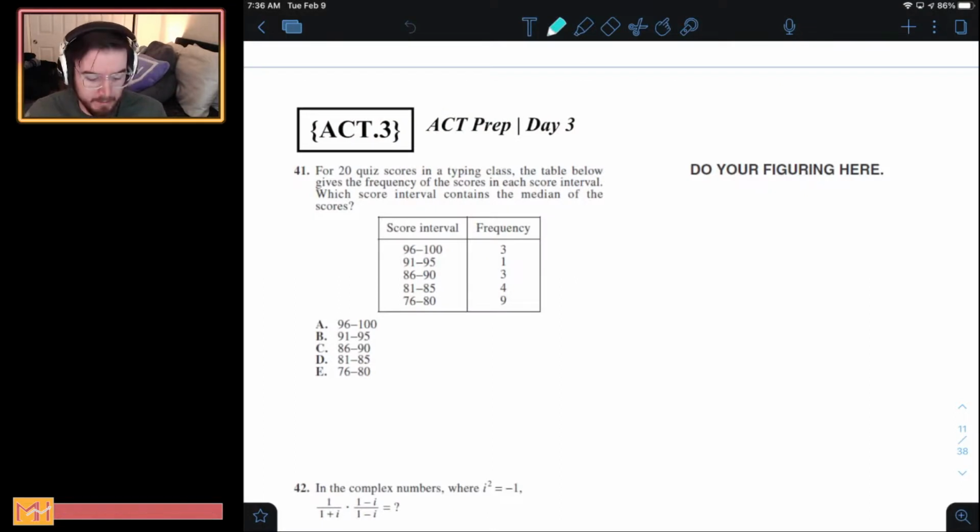ACT prep, once again. Let's jump right into it. Let's try to knock out as many problems as we can here.